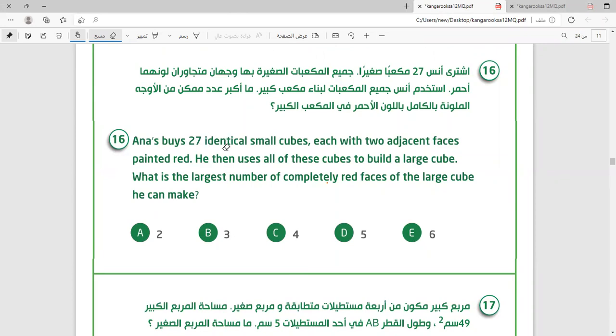Anas buys 27 identical small cubes, each with two adjacent faces painted red. He then uses all of these cubes to build a large cube. What is the largest number of completely red faces of the large cube he can make?